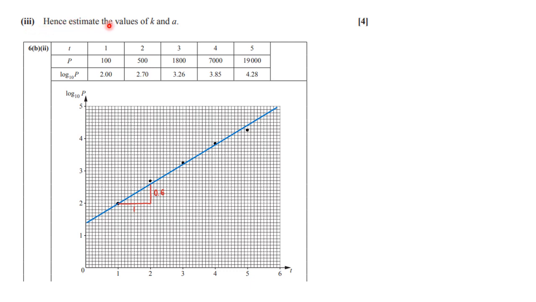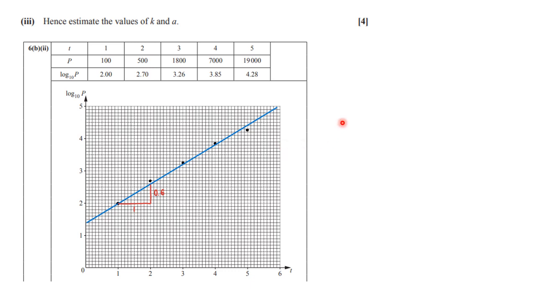Part 3 says, hence estimate the values of k and a. So as we saw in a previous question, we were able to change p equals k a to the t to log base 10 of p equals log base 10 of k plus t log base 10 of a, where log base 10 of k was my c, my y-intercept, and log base 10 of a was my m, my gradient. So in this graph, I can see that my y-intercept is 1.4, which means log base 10 of k is equal to 1.4.